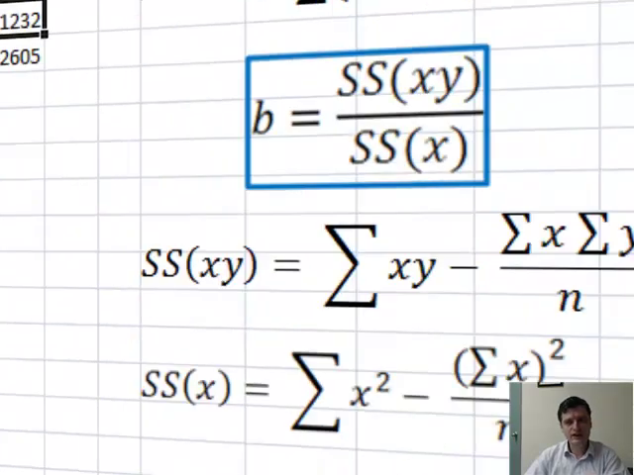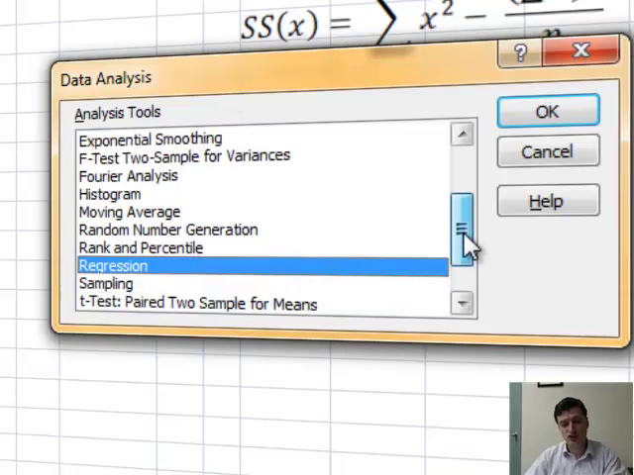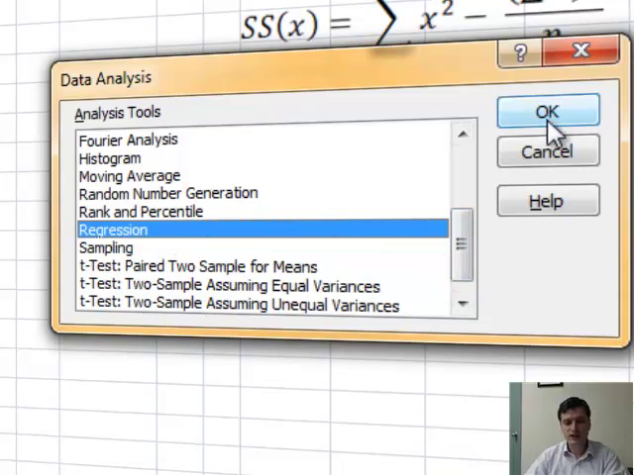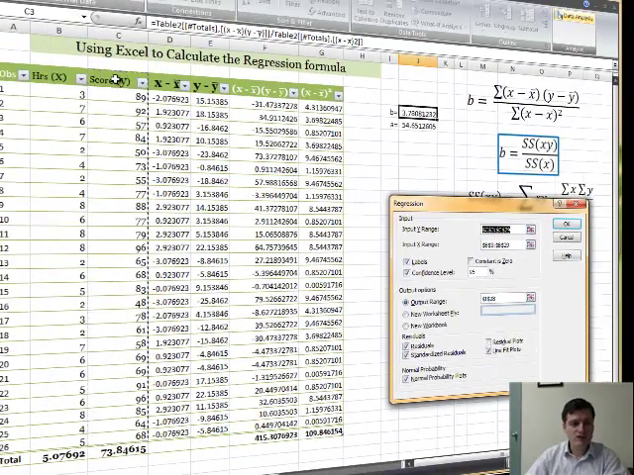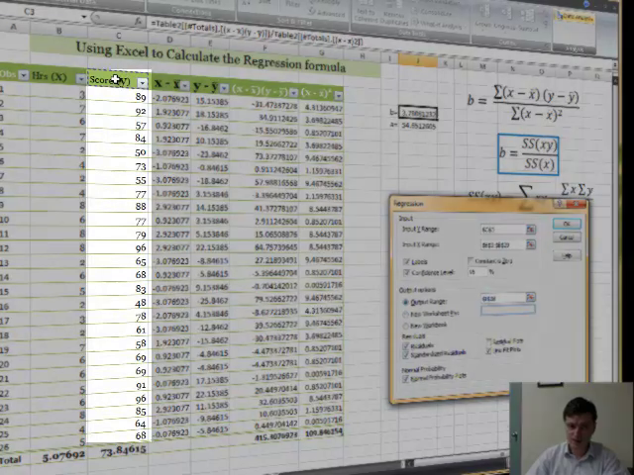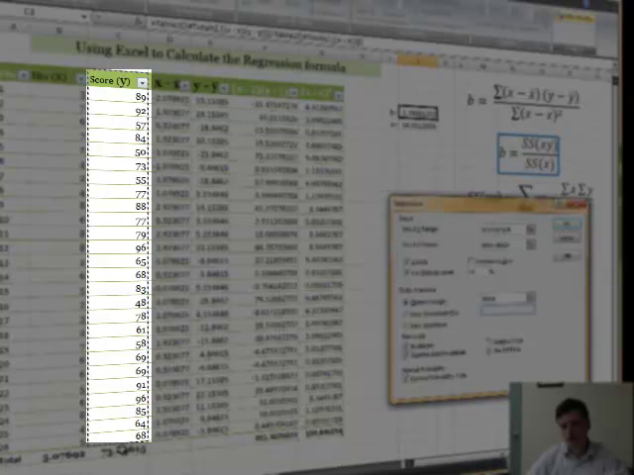So once you click Data Analysis, you are presented with a Data Analysis dialog box. Scroll down, find the regression, and then click OK. In the regression dialog box, you need now to select the input y range, or the dependent variable. The dependent variable is the score. I will include the header. I will tell you in a second. So the whole score, do not include the mean, right?